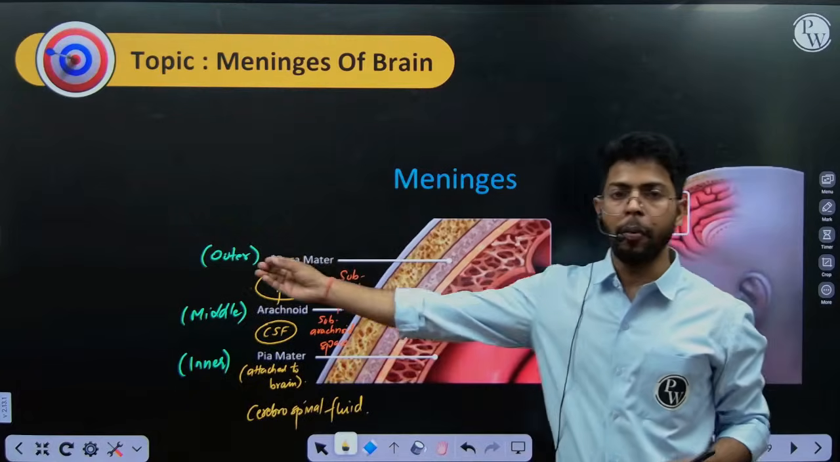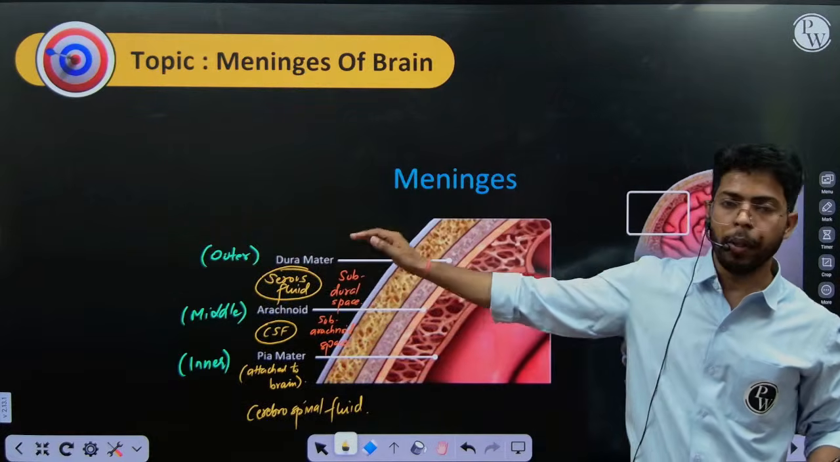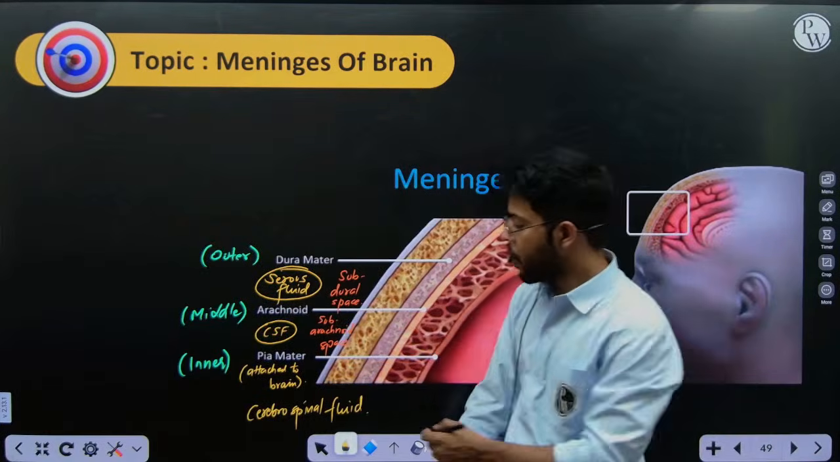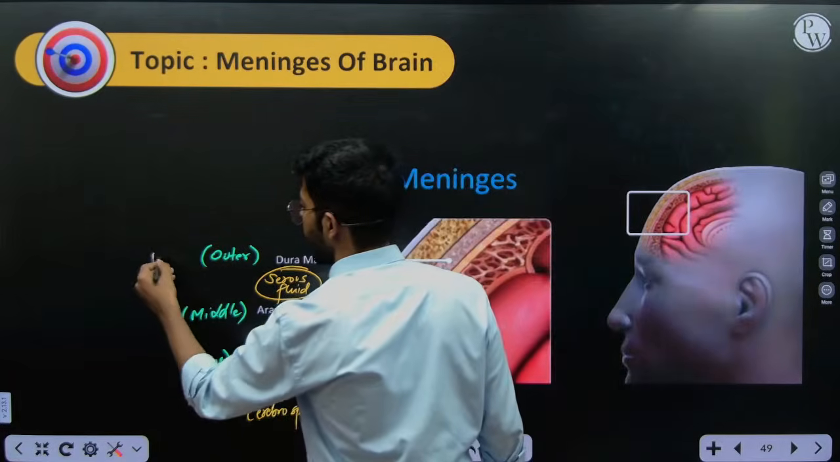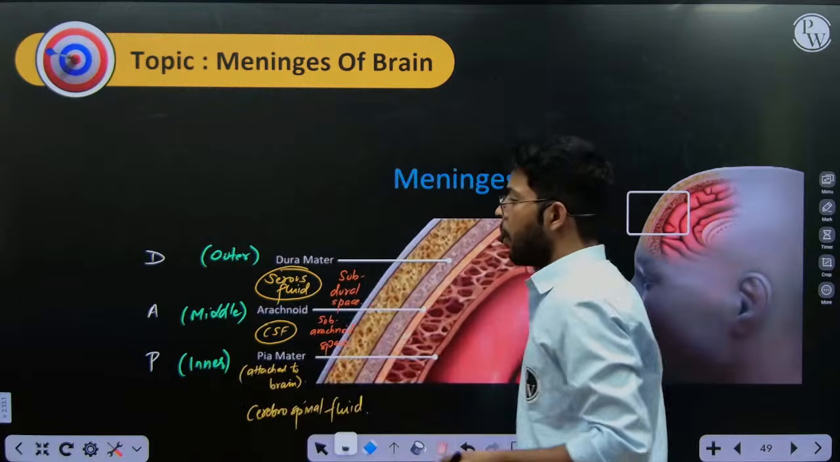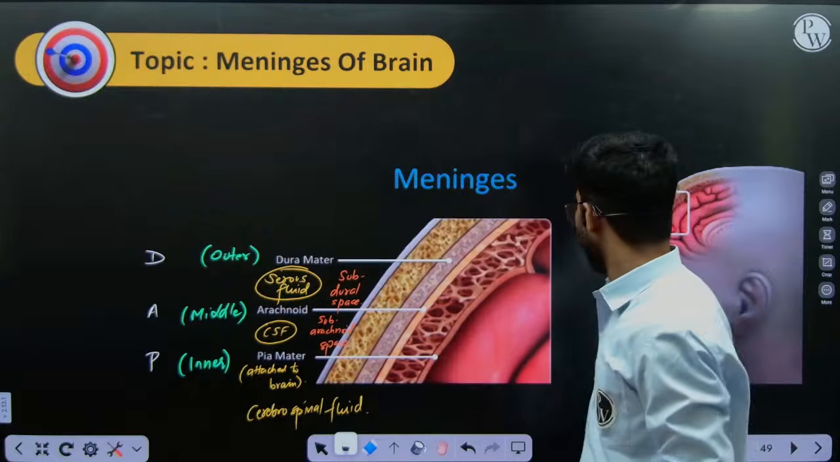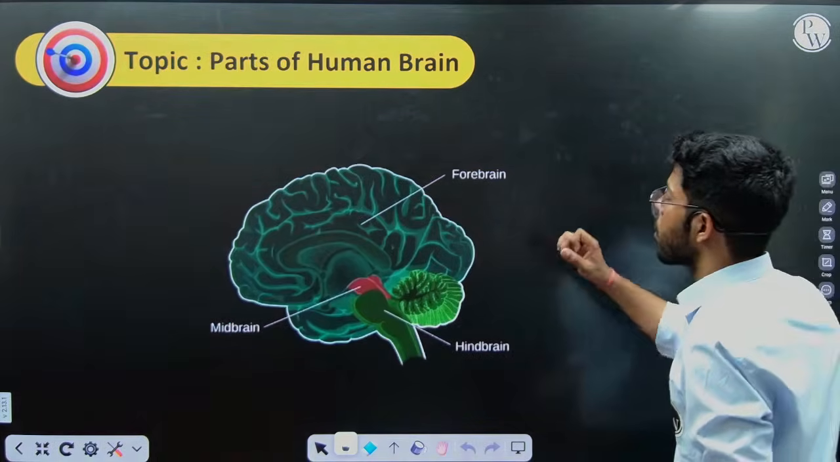So you have to memorize the names of these meninges from outer to inner. Outer one is the dura mater, middle one is the arachnoid, and inner one is the pia mater. You can also memorize DAP for better understanding. Now the parts of brain.